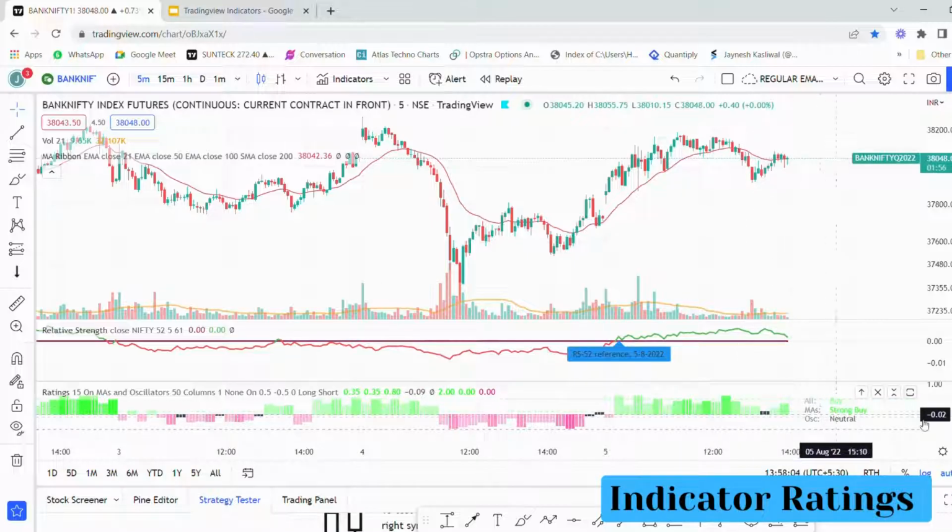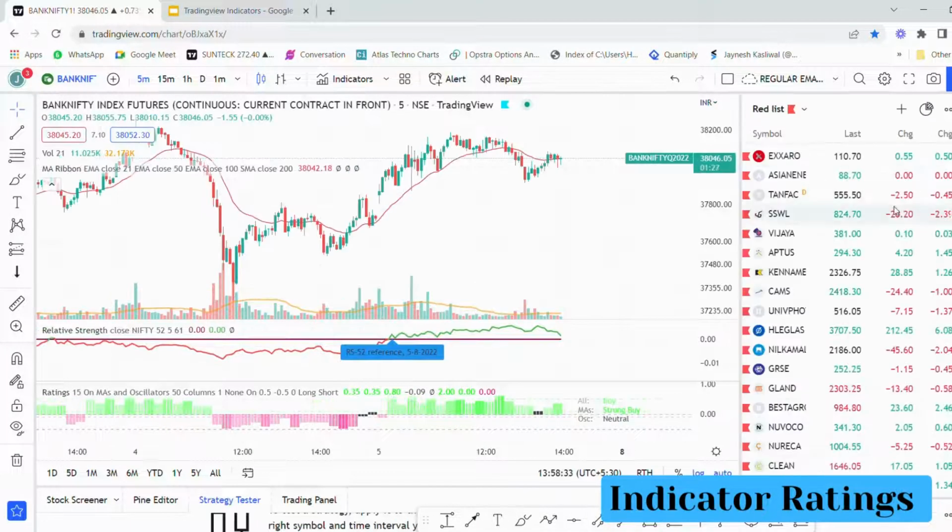On this indicator, it is showing me all the signals. The moving averages are telling me strong buy, that the trend is very strong on 15-minute. The oscillators like stochastic, RSI, and others are telling me that the trend is neutral, and overall the trend of Bank Nifty as of now is buy. The green signal is for a buy signal, the black signal is neutral, and the red signal is a bearish sign on that particular time period.